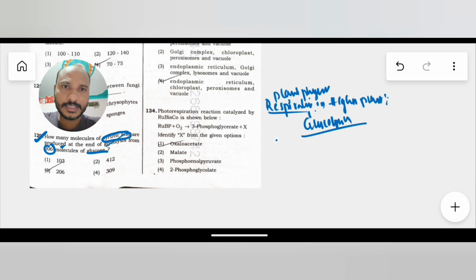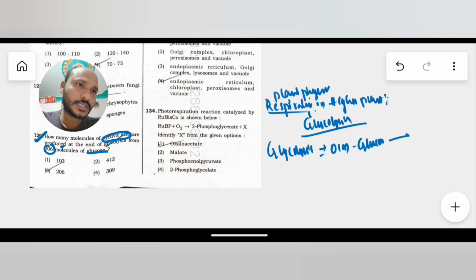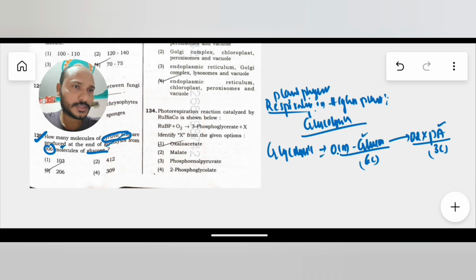So what is asking, how many molecules of pyruvic acid are produced? We know that the end outcome of glycolysis is that one molecule of glucose gives rise to two molecules of pyruvic acid. One molecule of glucose contains 6 carbons, and the two molecules of pyruvic acid are 3-carbon compounds. One molecule of glucose is converted into 2 molecules of pyruvic acid.